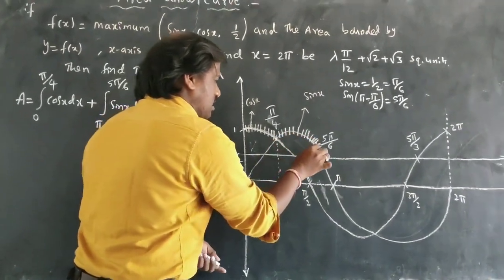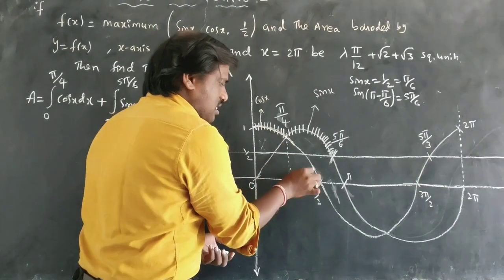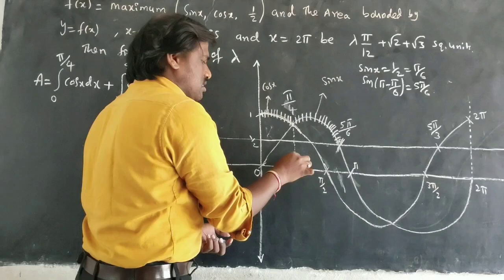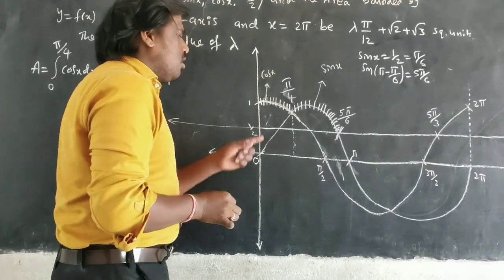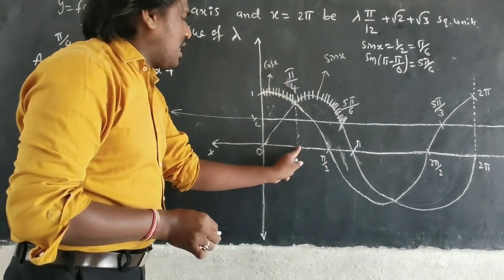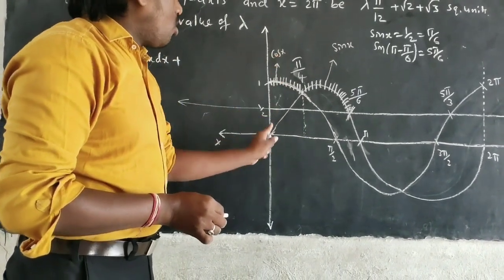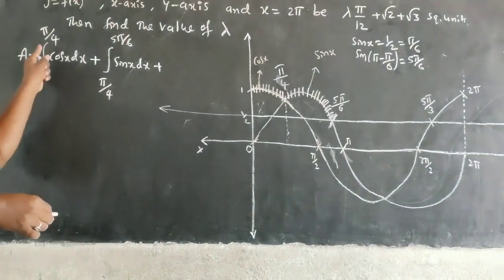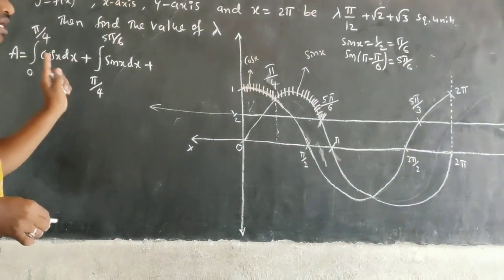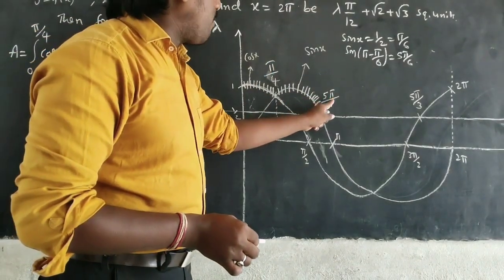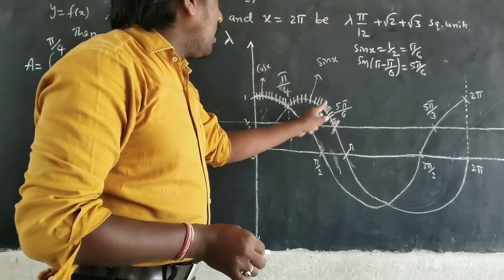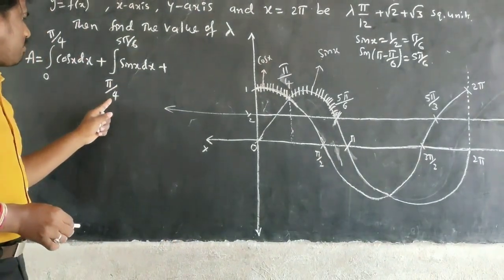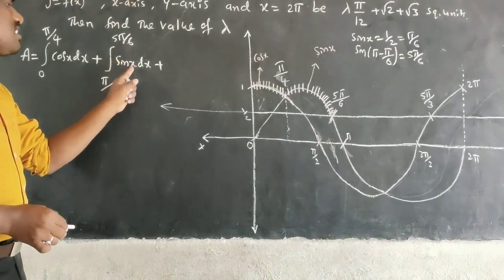This is the point of intersection of cos x and sin x. This is the sin x graph, this is the cos x graph. Both are intersecting at π/4. This is the sin x, cos x intersecting point. So in this interval 0 to π/4, cos is dominating. We have taken integration from 0 to π/4 of cos x dx, and then π/4 to 5π/6 of sin x dx.